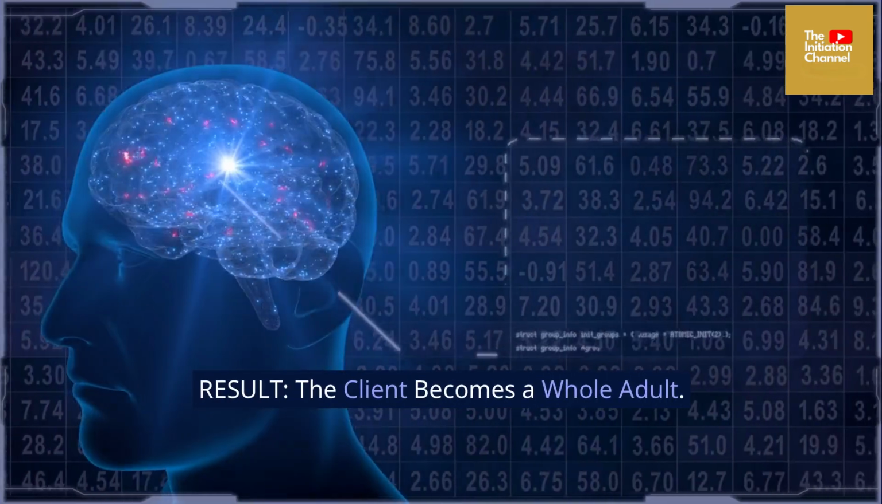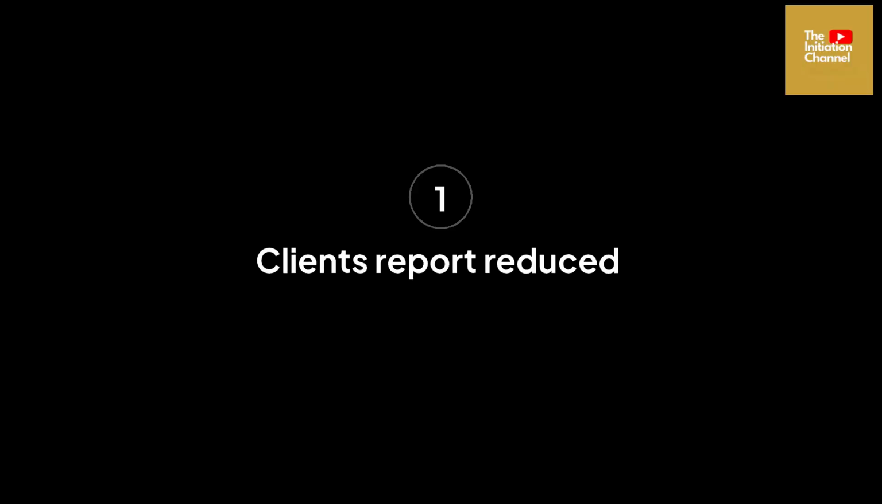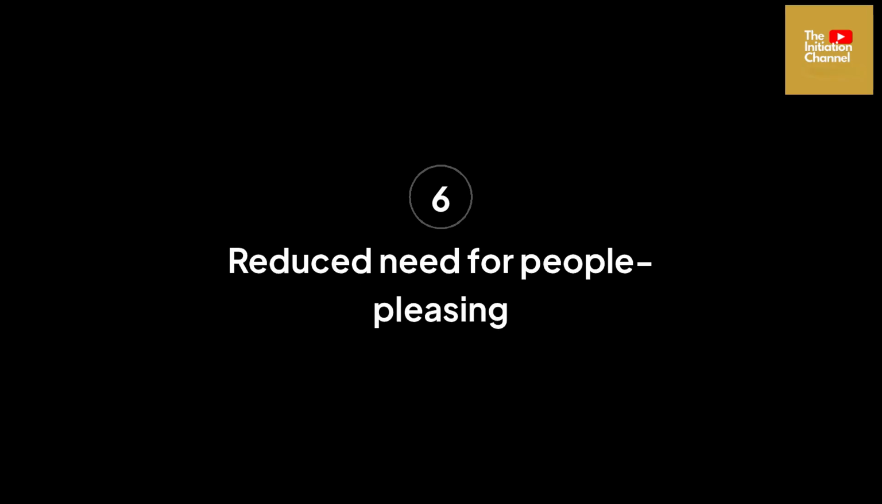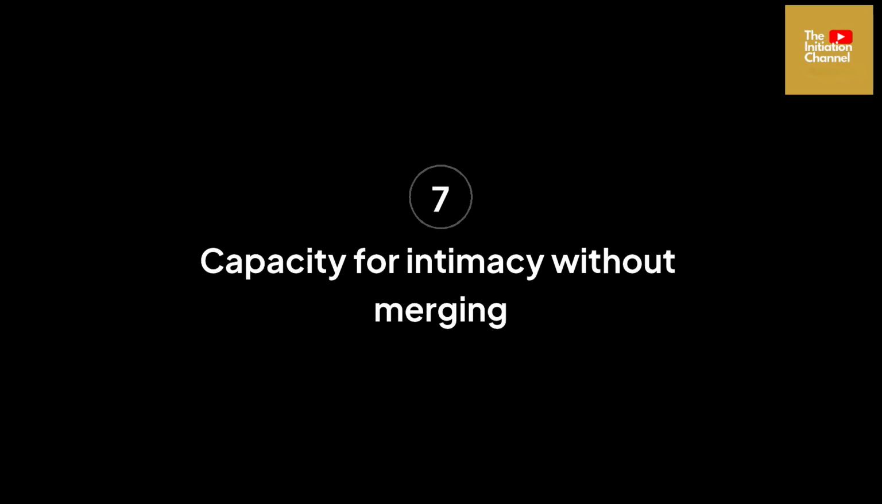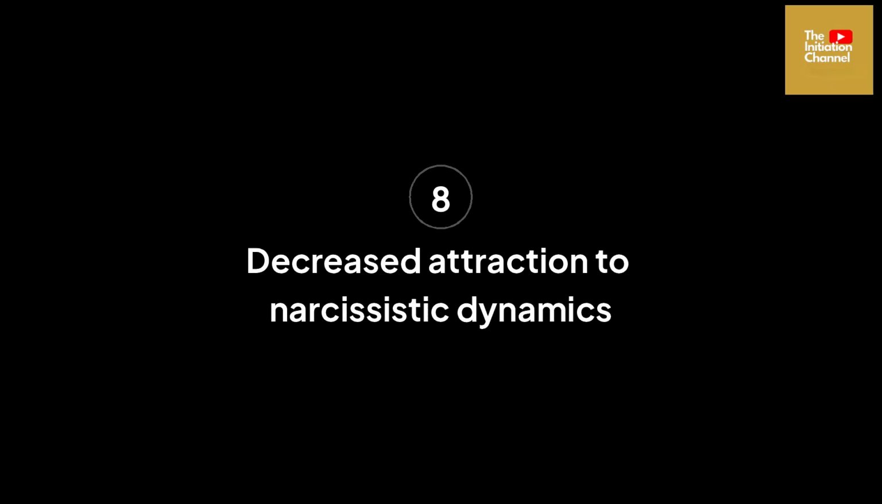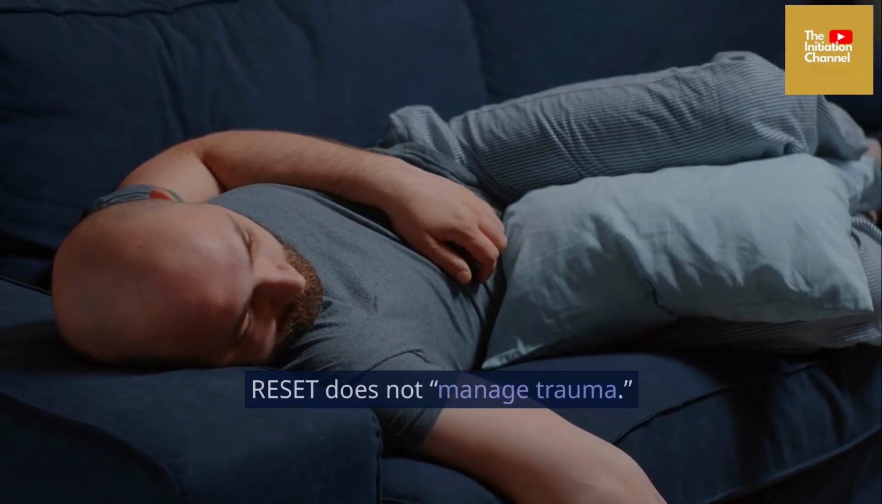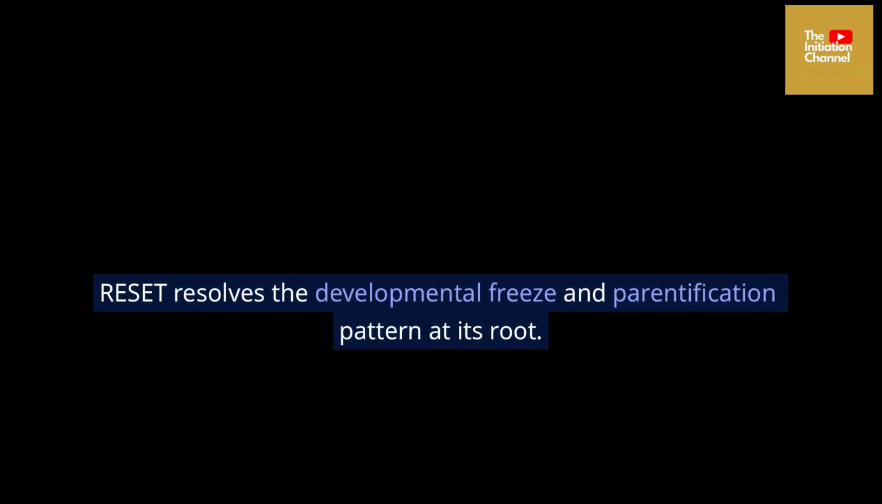Result: the client becomes a whole adult. After a successful reset session, clients typically report reduced emotional reactivity, ability to set boundaries, decreased guilt, increased autonomy, less fear of abandonment, reduced need for people-pleasing, capacity for intimacy without merging, decreased attraction to narcissistic dynamics, improved self-regulation, a stable sense of self. Reset does not manage trauma. Reset resolves the developmental freeze and parentification pattern at its root.